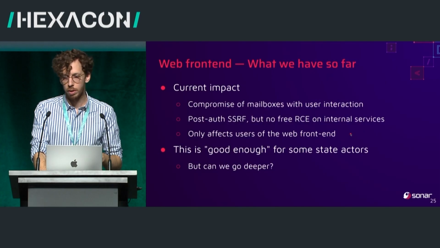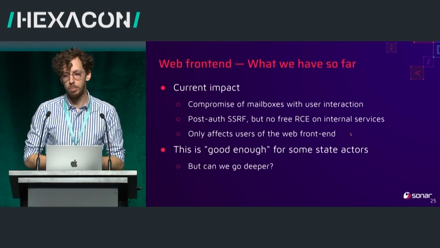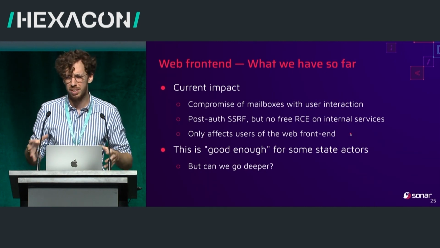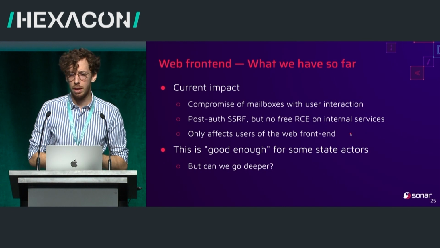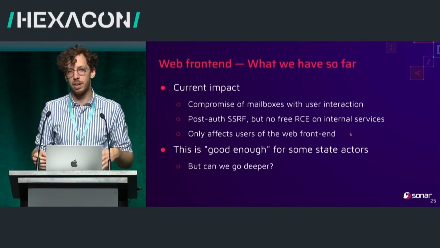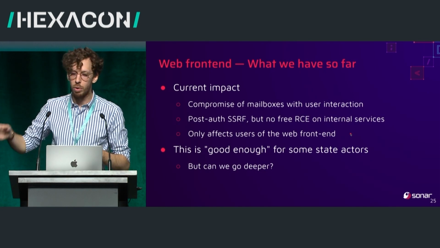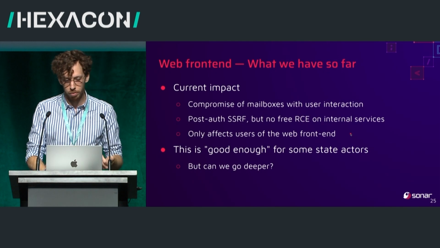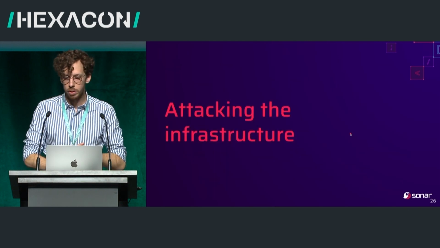So what we have so far is we can compromise user mailboxes with user interaction by sending emails. We have some post-auth SSRF, but no free RCE on internal services. And it only affects users of the web frontend. And I mean, it's good enough for state actors. They use the 0 day while people have to click on a link to leak their email. So it's good enough, but maybe not for us. So now we can look at all the infrastructure.